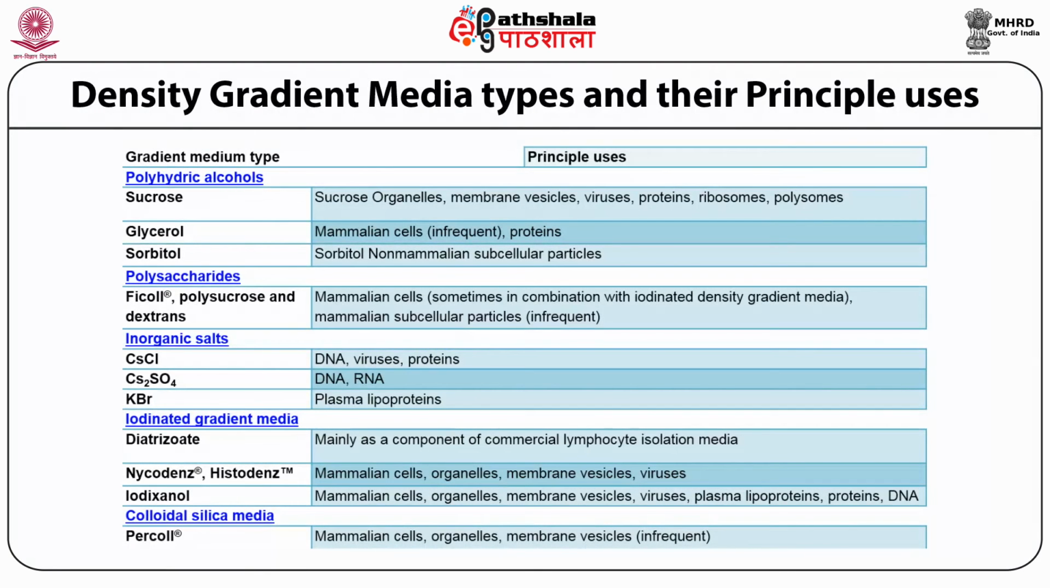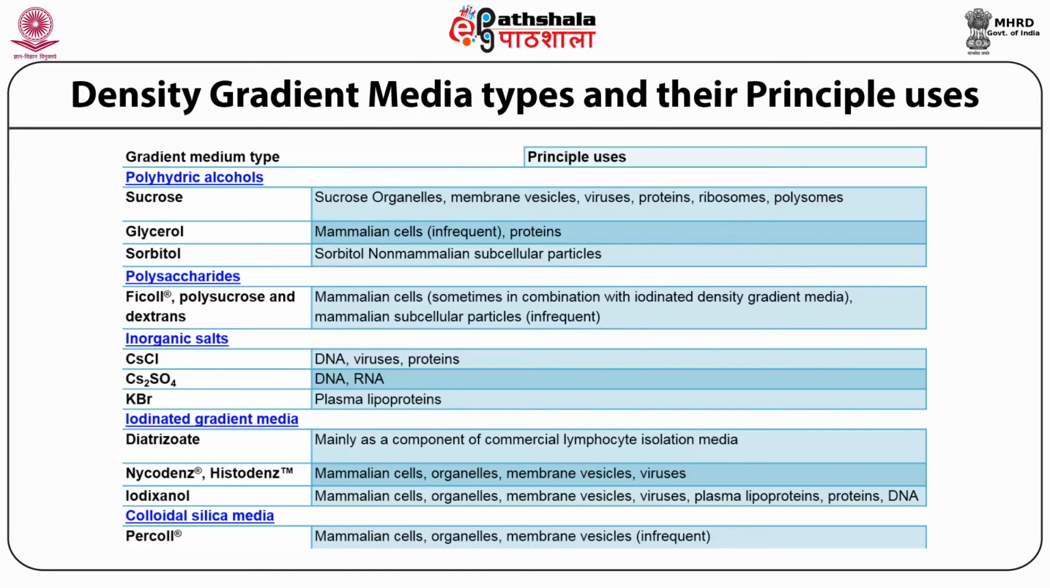We will give you an account of the different types of density gradient medium used for the separation of biological molecules, like the polyhydric alcohols, the most common example being sucrose, which is used for the separation of cell organelles, membrane vesicles, viruses, proteins, ribosomes, and polysomes. Glycerol is another polyhydric alcohol, which has three hydroxyl groups.